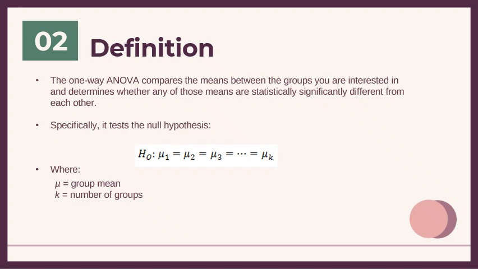Meaning that in order to use an ANOVA test, we will have more than two samples, which is three samples and above. Specifically, it tests the null hypothesis, which is mu1 equals mu2 equals mu3 and so on up to mu k, where mu is the group mean and k indicates the number of groups, or the number of samples.